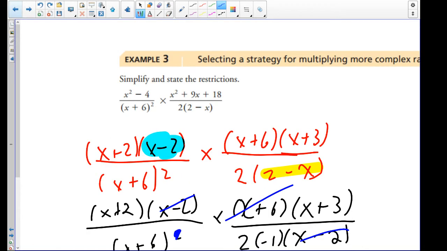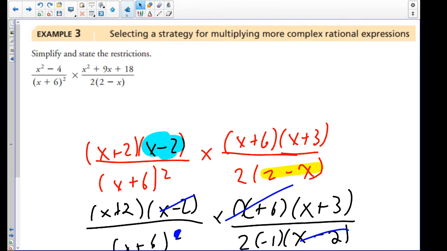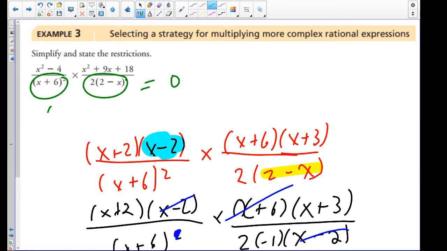Oh, restrictions. So restrictions come from when the bottoms go to 0, or not go to 0, if you will. So what would make x plus 6 equal 0? What value of x? Minus 6. Yeah, so x can't equal minus 6. And what about for 2 minus x? What value of x would make that go to 0? 2. So x can't equal minus 6 and x can't equal 2.